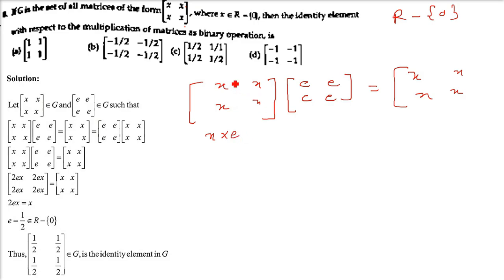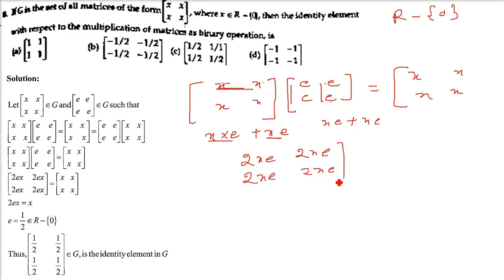So the first row and the first column, X into E plus X into E. If I take the first row with the second column, it is going to give me the same result. Same with the second row with the first column, and the second row with the second column. We are going to get the same value every time, X into E plus X into E. That is 2xe, or 2ex you can say. So 2xe here, here also 2xe, here also 2xe, and this you equate with xxxx.